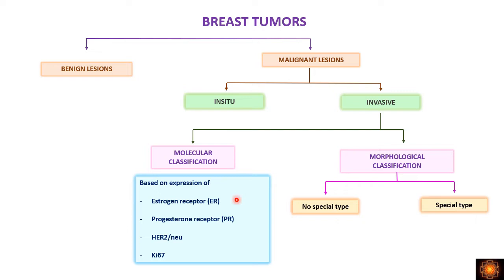So we have estrogen receptors, progesterone receptors, HER2/neu receptor and Ki67. This is a proliferative marker; we have a proliferation labeling index by using the Ki67. So depending upon how the tumor cells are expressing these receptors, we have the molecular classification. We'll see in detail what that classification is.